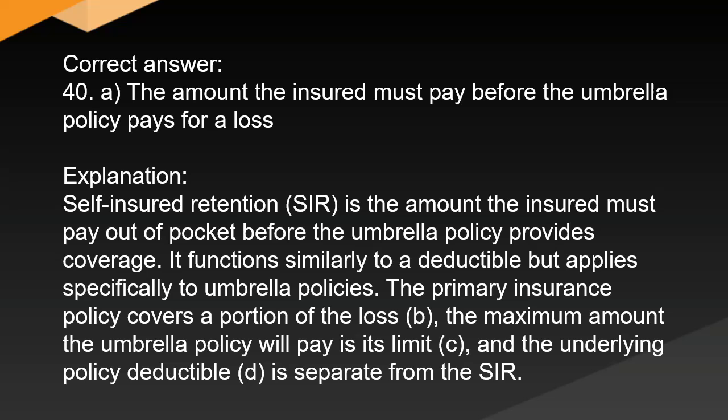The primary insurance policy covers a portion of the loss. B, the maximum amount the umbrella policy will pay, is its limit. C, and the underlying policy deductible, D, is separate from the SIR.